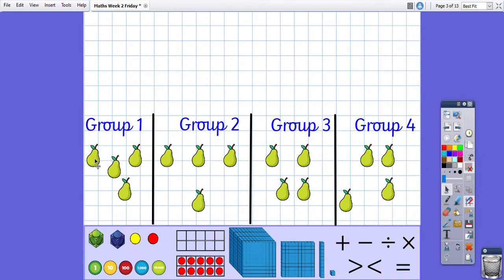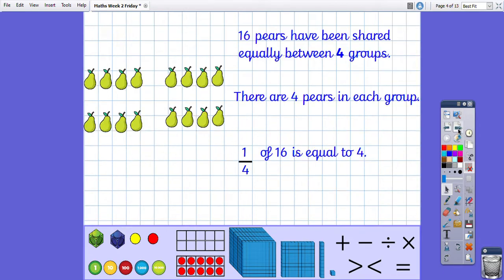So in group 1 I've got 1, 2, 3, 4. Group 2 I've got 4. Group 3 I've got 4. And group 4 I've got 4. So 16 into 4 groups is 4. So here it says 16 pairs have been shared equally between 4 groups. There are 4 pairs in each group. So 1/4 of 16 is equal to 4.